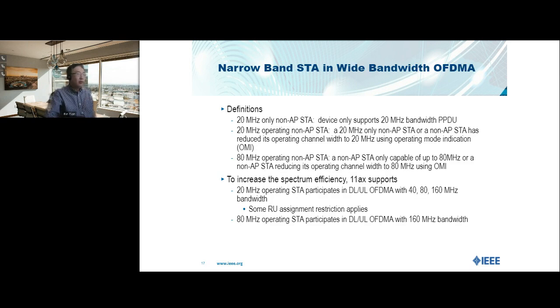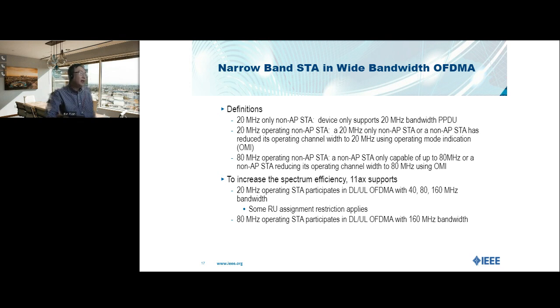One more thing that was introduced and supported in 11ax is better support for IoT devices, what we call narrowband stations. Okay, they define a few terms here. The first one is called 20 megahertz-only non-AP station. Essentially, this means client devices whose hardware or software capability only supports the 20 megahertz bandwidth PPDU packet. Okay. There's another definition called 20 megahertz operating non-AP station.